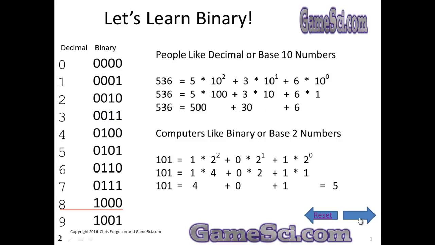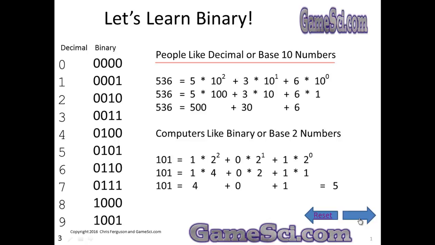Now, we as people, we like decimal or base 10 numbers. This means there's 10 digits in our numbering system, 0 through 9. This, of course, evolved because we have 10 fingers, right? Why would we use base 10 numbers when we have 10 fingers?